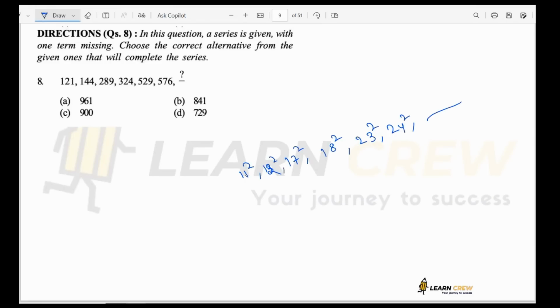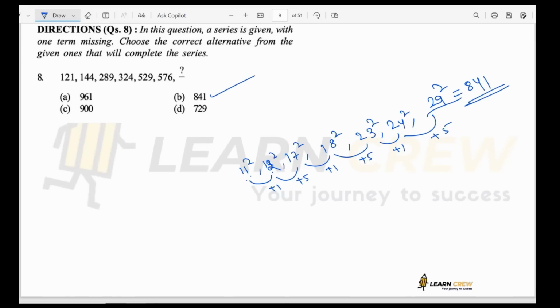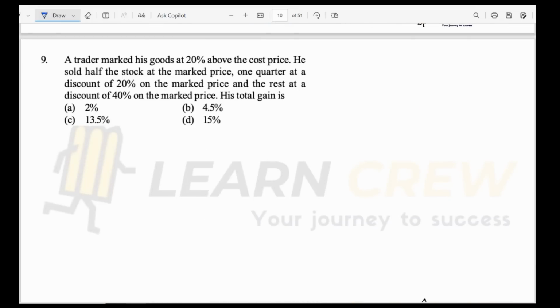Observe well: 11, after 11 what is there? 12. +1, +5, +1, +5, +1. Now you should get +5. 24 + 5 how much? 29 square. 29 square is how much? 841. 29 square is 841 is the answer. Now please answer next one.